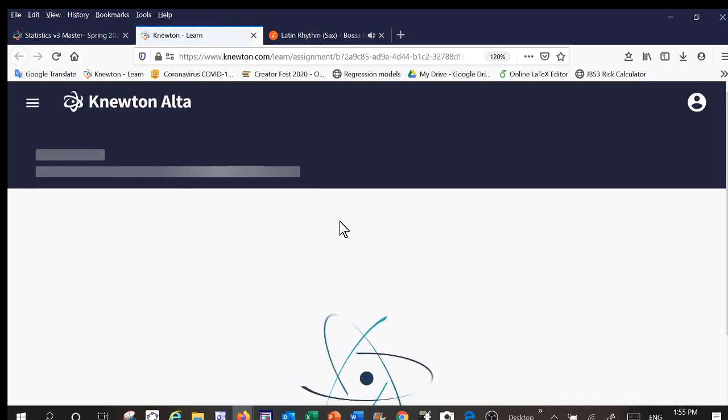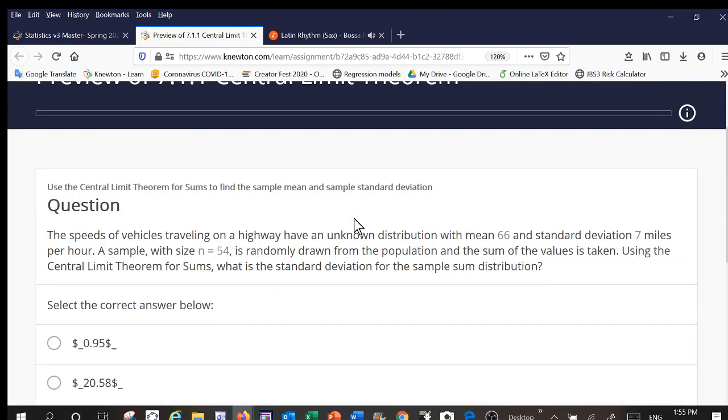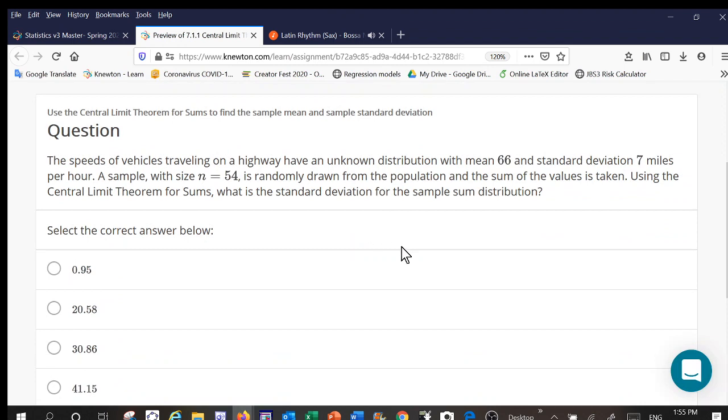Here you go. That's 7.1. Here it says the speeds of vehicles traveling on a highway have an unknown distribution with mean 66 and a standard deviation 7 miles. A sample with size 54 is randomly drawn from the population, and the sum of the values is taken. Using the central limit theorem for sums, what is the standard deviation for the sample sum distribution?